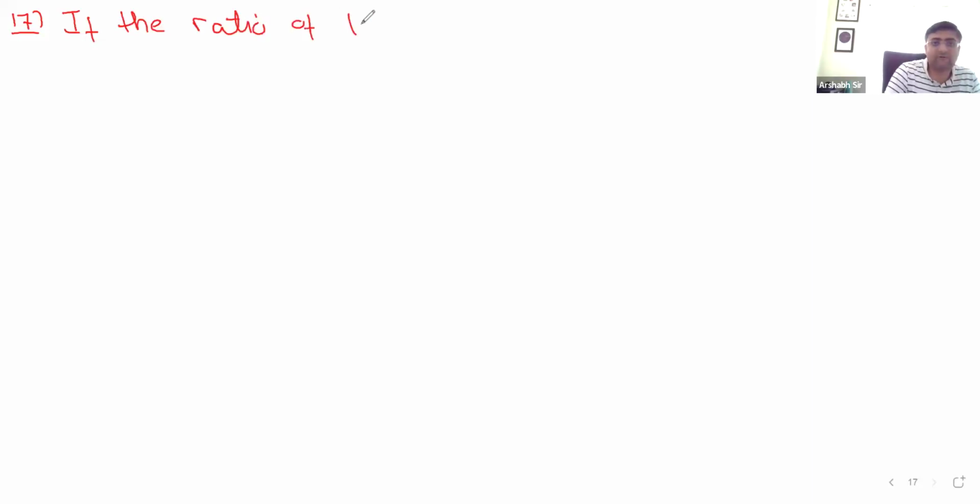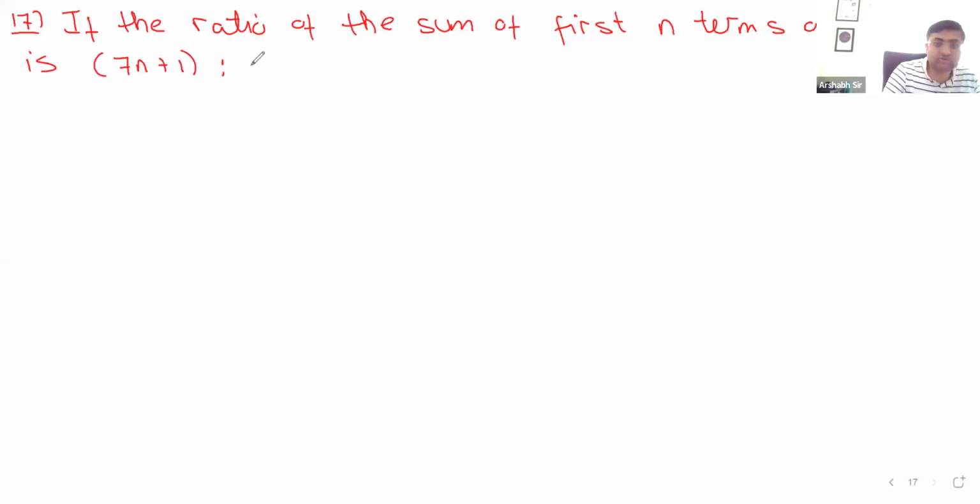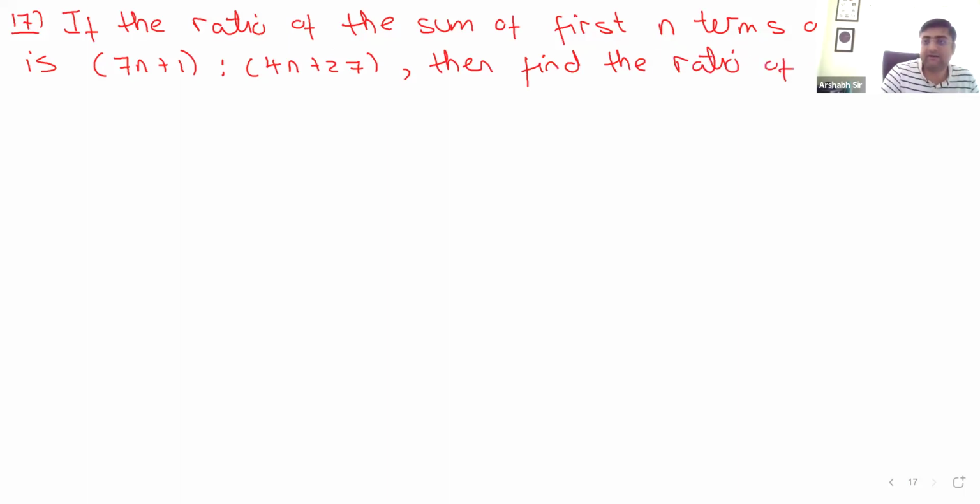Next question we have is, if the ratio of the sum of first n terms of two APs is 7n plus 1 is to 4n plus 27, then find the ratio of their ninth terms.